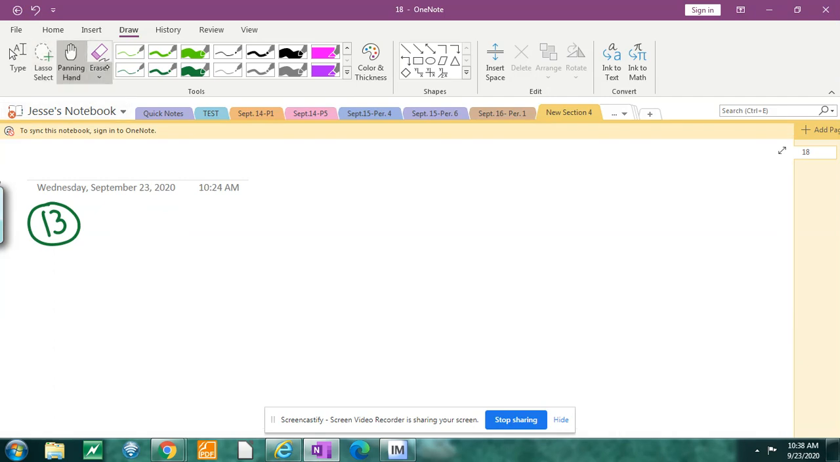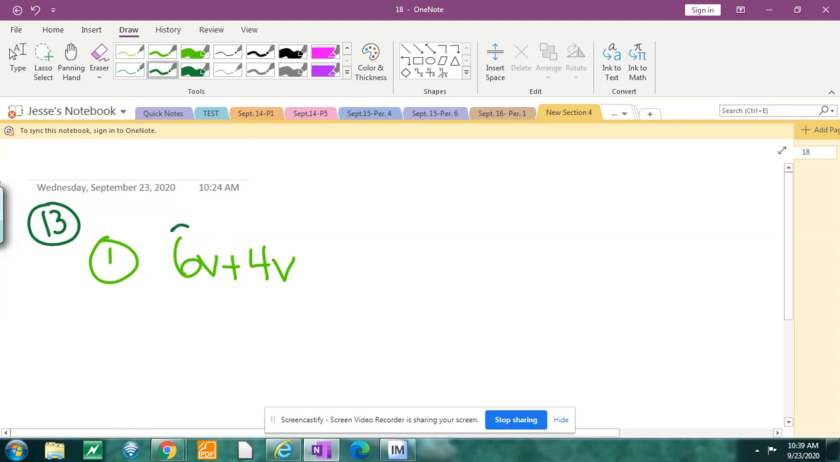Wait, what am I doing? Here we go. Page 13. So first one is 6v plus 4v. All right, there's your two terms.